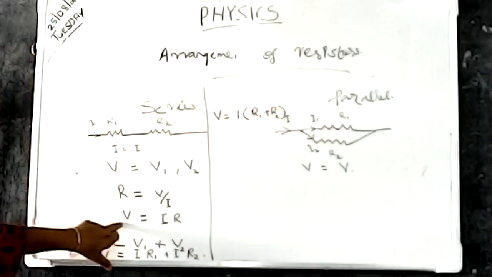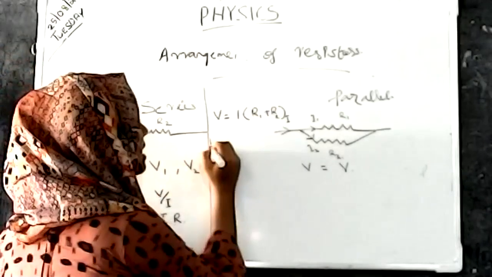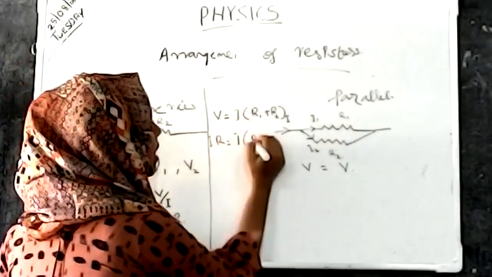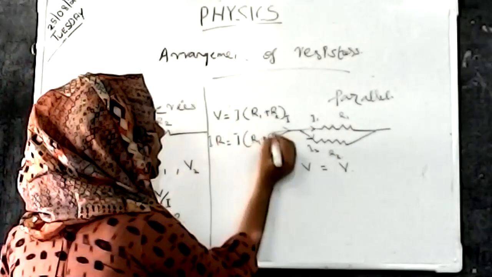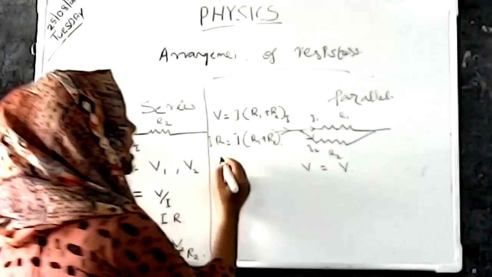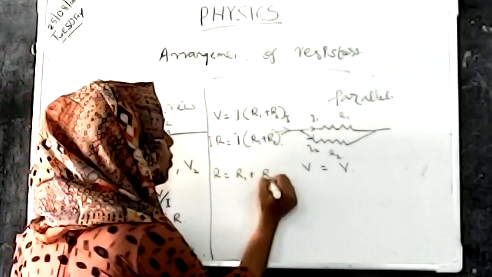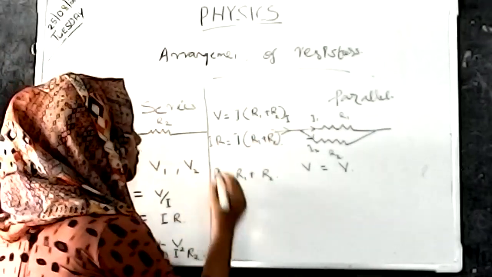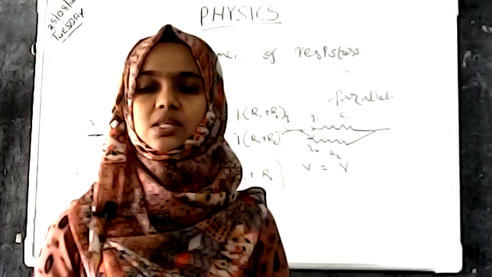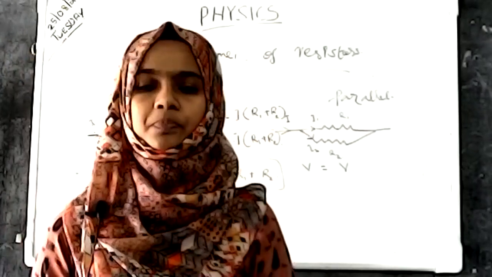We know that V is equal to IR, and we also put that equation here. IR is equal to I into R1 plus R2. From here, both I's are cancelled and R is equal to R1 plus R2. Now we get the equation for the effective resistance: R is equal to R1 plus R2. Okay.